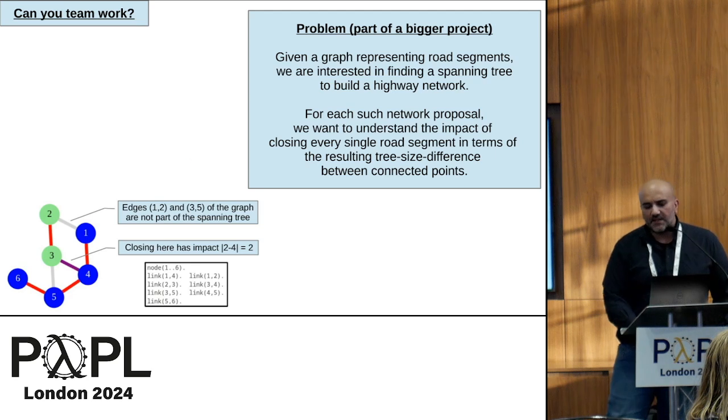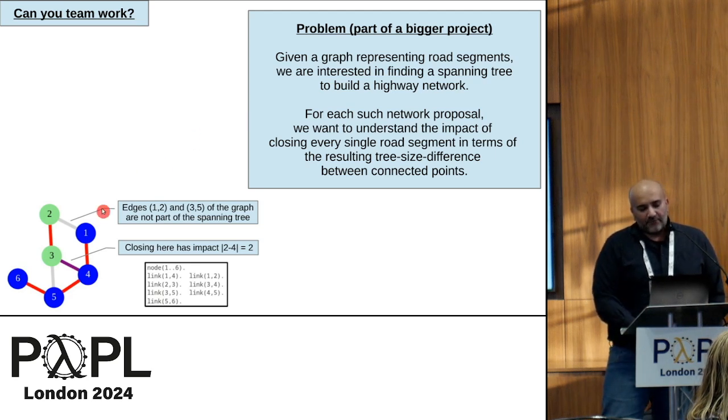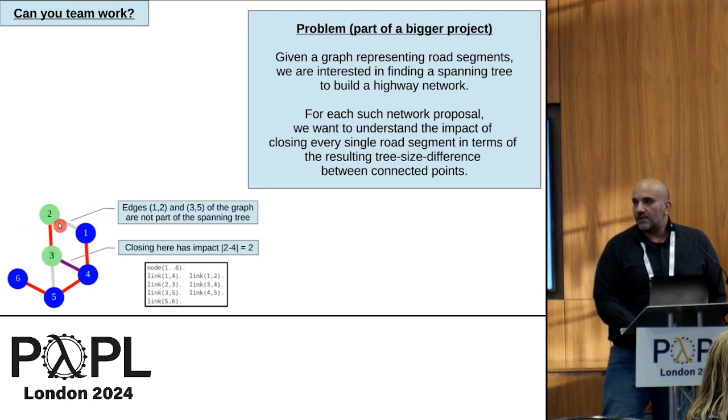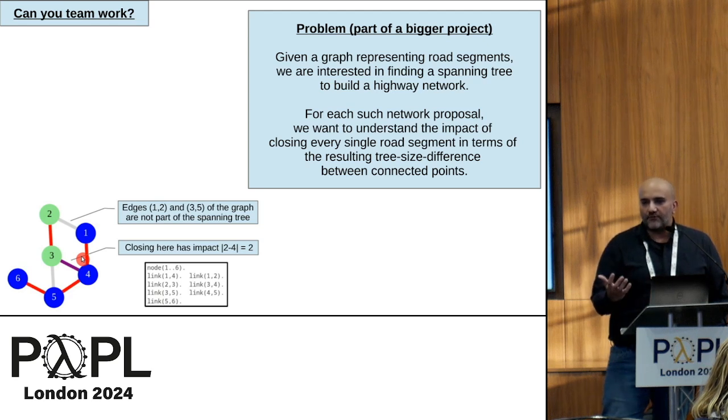Let's consider this example that we also have in the paper. So you are given a graph. The graph represents cities, let's say, and the edges represent road segments. You want to build a highway, so you must promote some of these streets to be the highway. You don't want more than required, so maybe you need a spanning tree of the graph. And additionally, for each spanning tree, you would like to understand what happens if you close one segment.